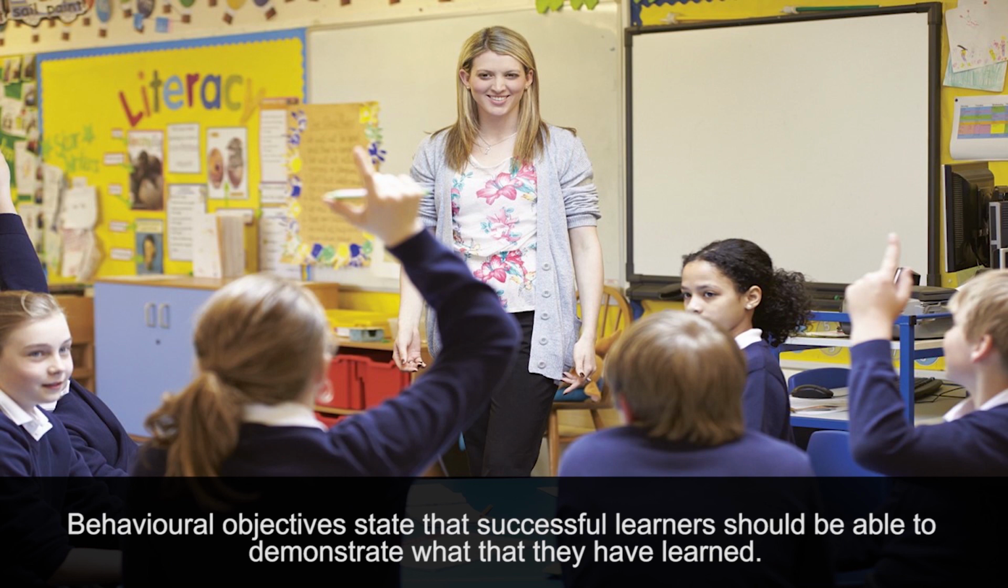Behavioral objectives state that successful learners should be able to demonstrate what they have learned. Each objective should have an outcome that can be easily measured and should state the conditions under which this behavior will be achieved. Now, there are 3 rules to follow when specifying an objective in behavioral terms.